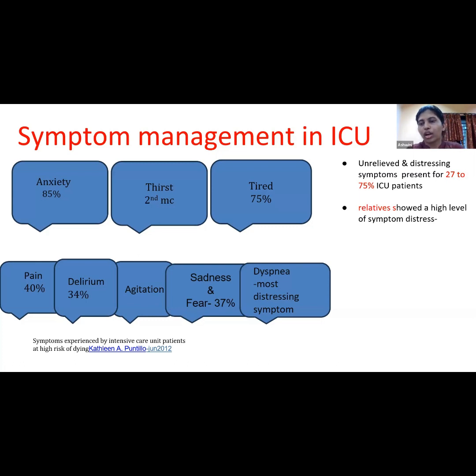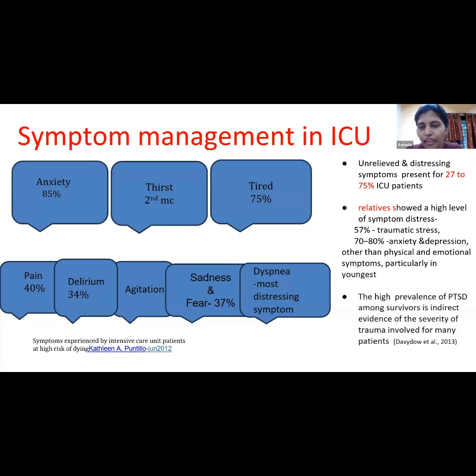Relatives also show a high level of symptom distress. Like in 57%, there's traumatic stress. In 70 to 80%, there's anxiety and depression. These are other than physical and emotional symptoms, and they are particularly in the youngest. So the high prevalence of post-traumatic stress disorder among survivors is indirect evidence of the severity of trauma involved for many patients. This was by Davidson et al., 2013.